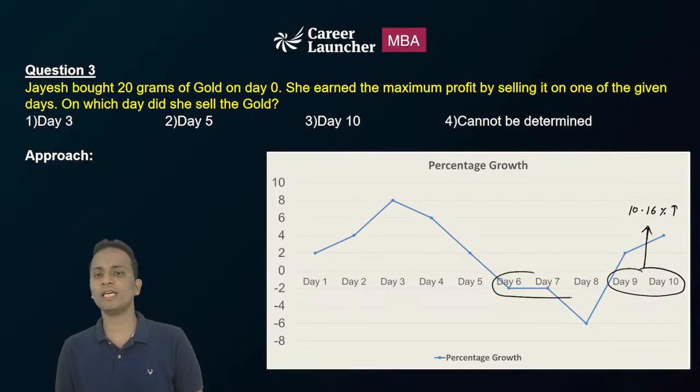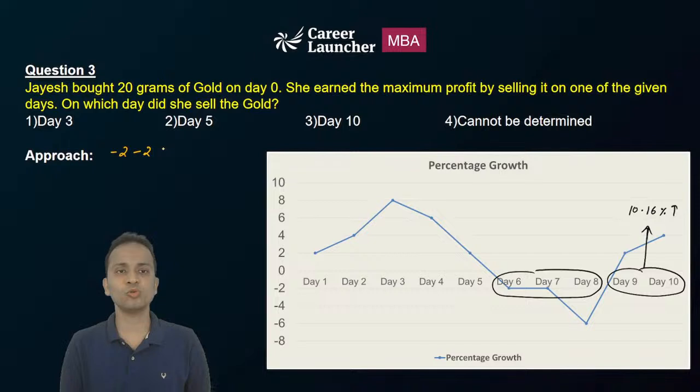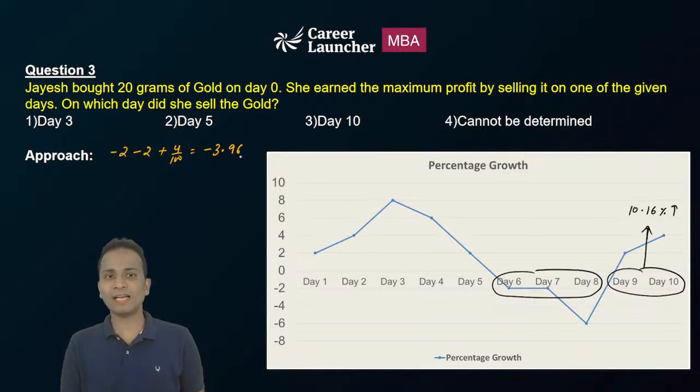Now I have to check for day 6, day 7 and day 8. So day 6 and day 7, let's calculate. So 2, but this is a decrease, so I write minus 2 and then again minus 2. Then minus 2 multiply minus 2 is plus 4. So 4 upon 100. Okay, so it will effectively come out to be minus 3.96 if I check the calculations, right? Now minus 3.96 and then day 8 it is 6% with a negative sign.